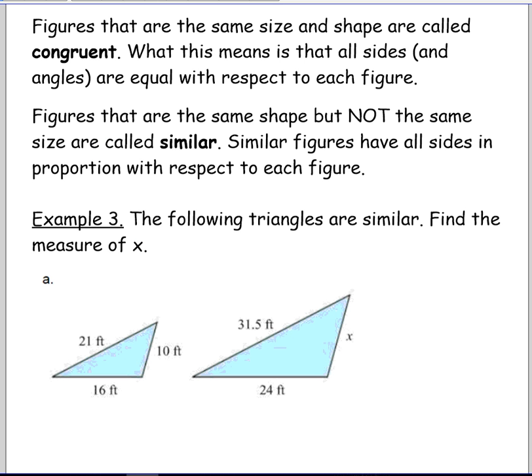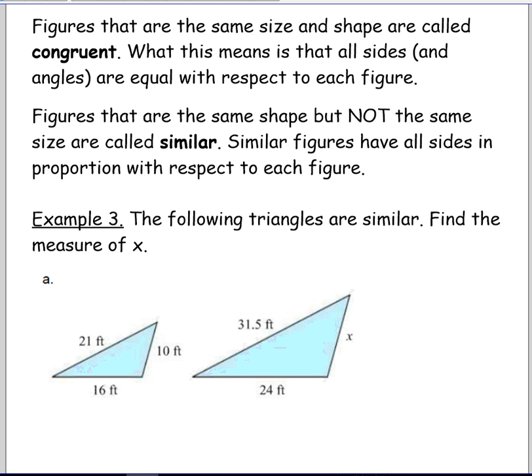Figures that are the same size and same shape are called congruent. What this means is that all sides and angles are equal with respect to each other, so it's a carbon copy. However, figures that are the same shape but not the same size are called similar. Similar figures have all sides in proportion with respect to each other, so it's like enlarging it or shrinking it in proportion. So for example 3, we have similar triangles.